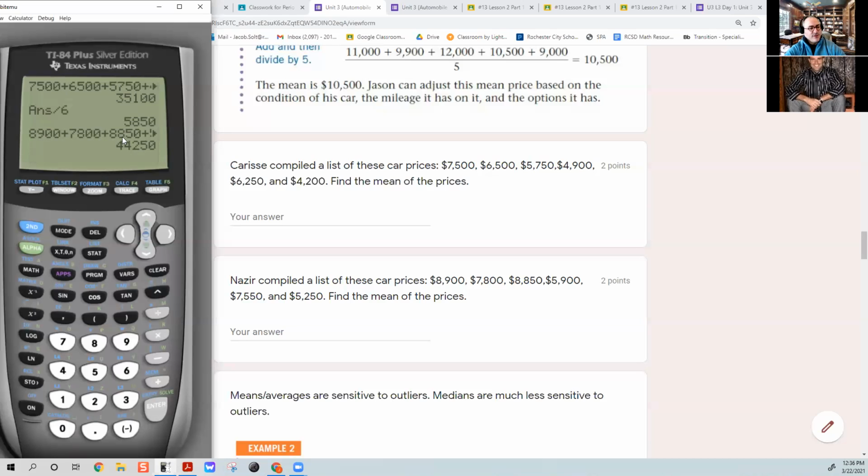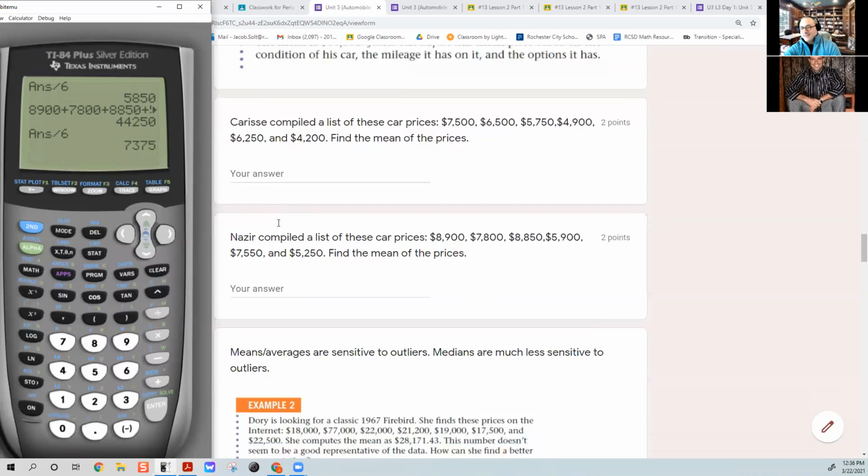I got a sum of 44,250. I've got 1, 2, 3, 4, 5, 6 numbers in my data set, so I divide by 6, 7,375. So the mean, or average, of these 6 prices is 7,375. All right.